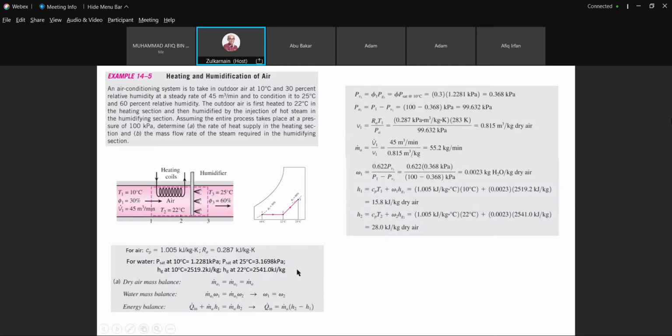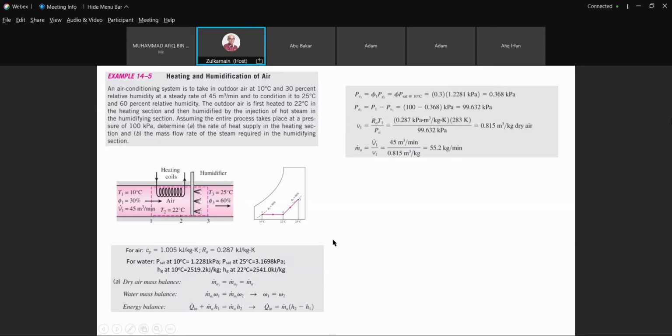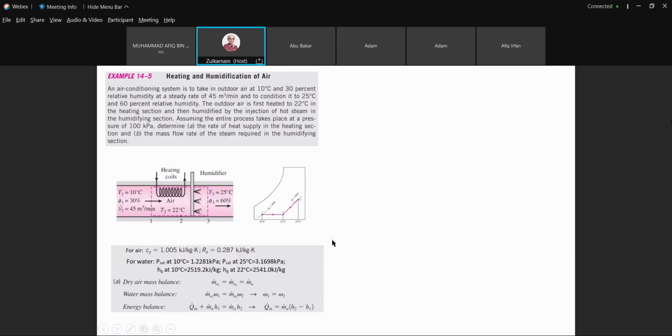Okay, all this value. The question asked for part 1 is the rate of heat supply at the heating section, which is H2 minus H1. So we need the enthalpy 2 and 1. This is based on the analysis, not the psychrometric chart.